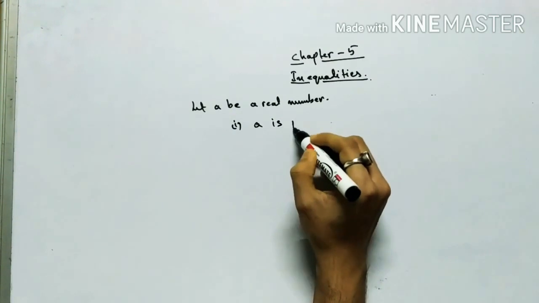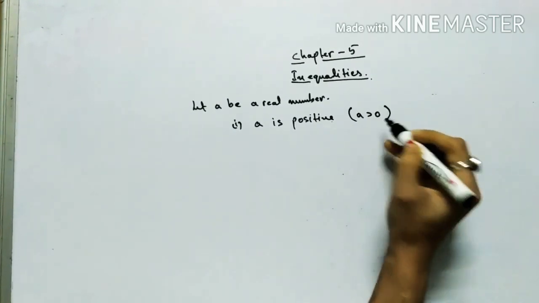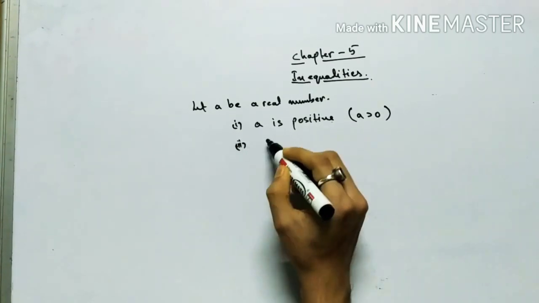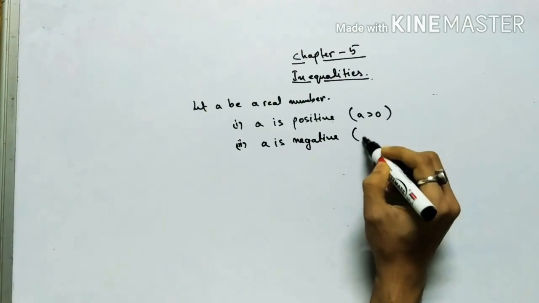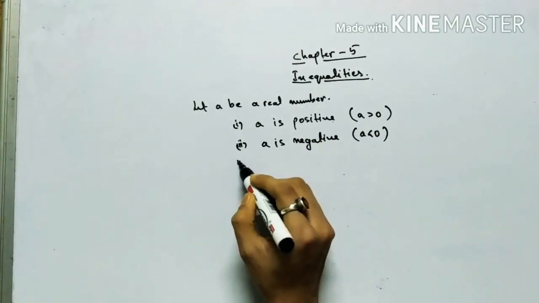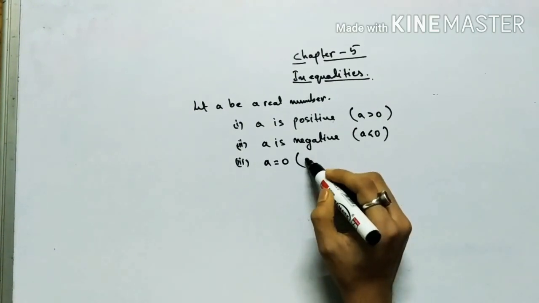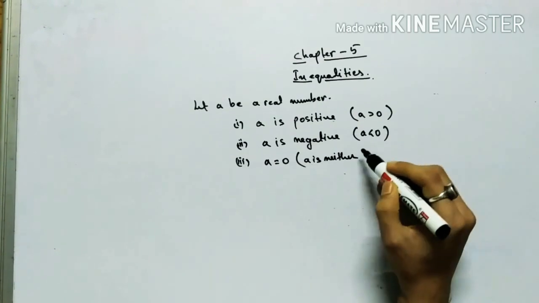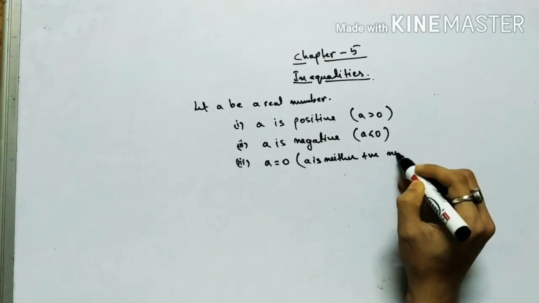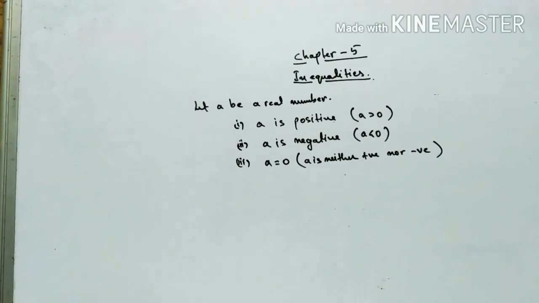Number one, A is positive. That is, A is greater than 0. Number two is that A is negative. That is, A is less than 0. And number three, that A is equal to 0. That is, A is neither positive nor negative.